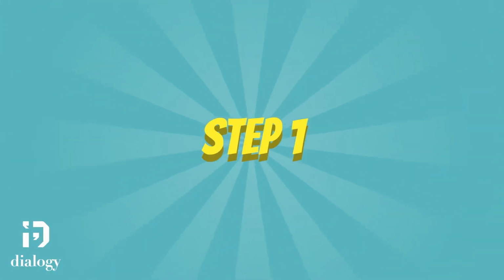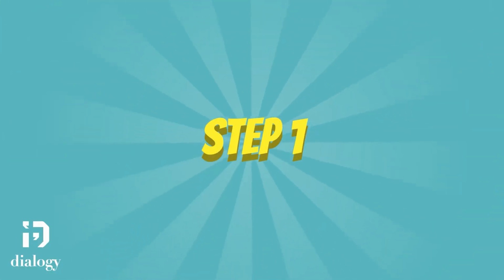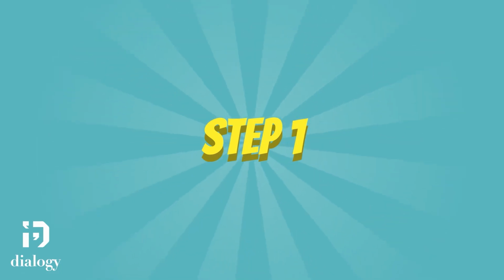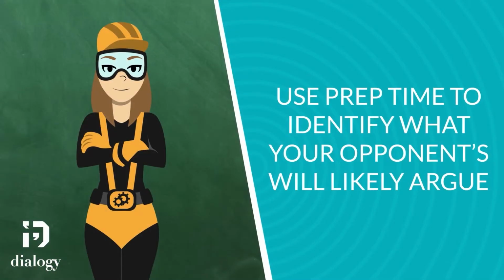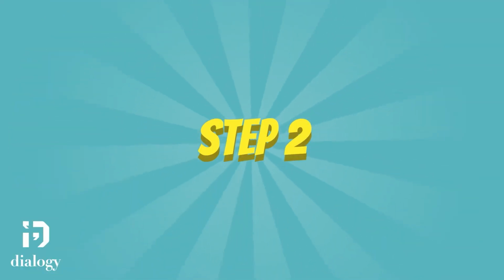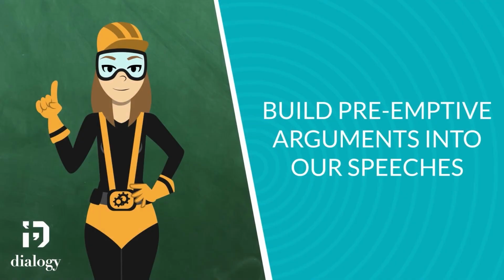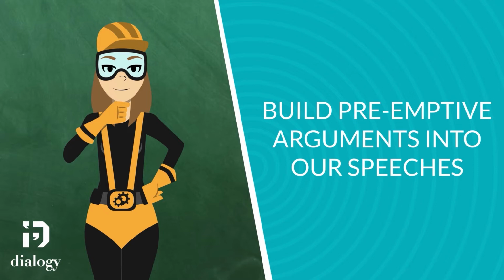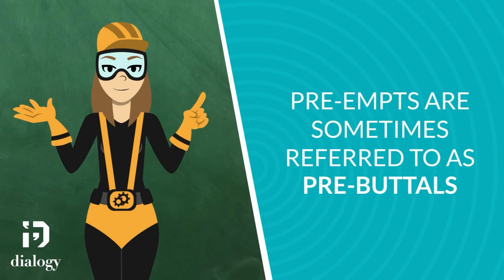The first step when preempting is to try to guess what the other side will argue. During our prep time, your team should discuss what arguments you expect your opponents to make. The second step is to build preemptive arguments into our speech that can refute what the opponents will likely say. You can think of preempts as rebuttals to your opponent's arguments before they have a chance to make the argument. Preempts are sometimes referred to as pre-buttals.